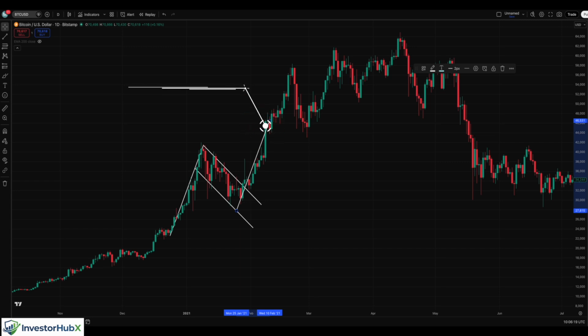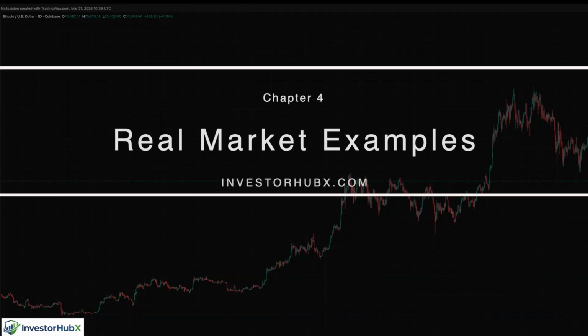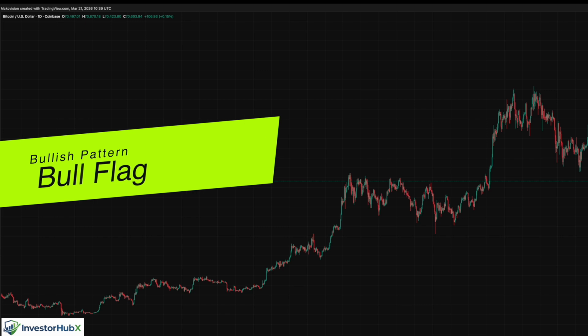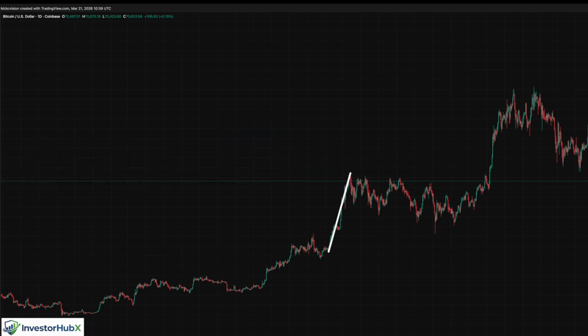The target of the bull flag is typically the point where this measured move ends, which represents a continuation of the original momentum. Now that we understand the structure of bull flags and how to measure the price target, let's take a look at how this actually appears in the real market. This is Bitcoin on the daily time frame. Here we have the flagpole, the strong upward move that shows bullish momentum. After that, price begins to consolidate inside this descending channel, which forms the bull flag.